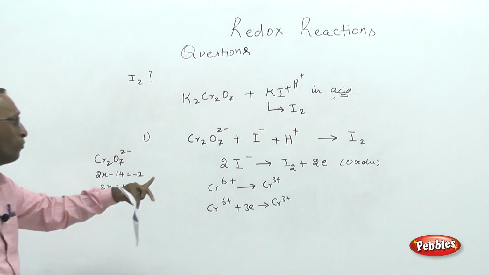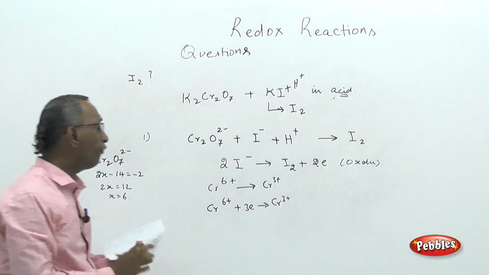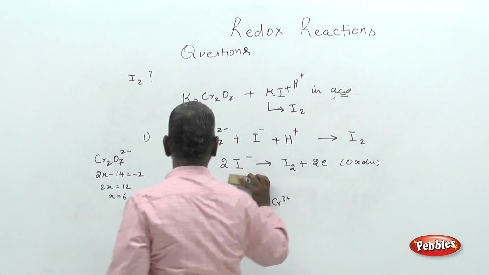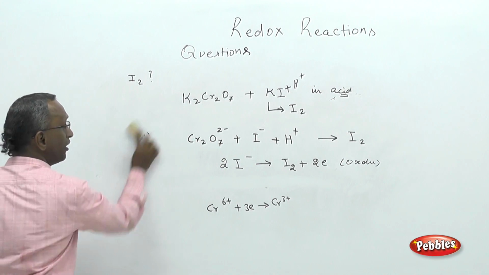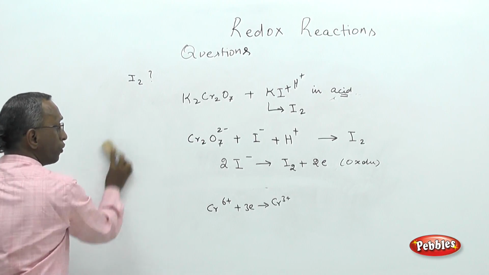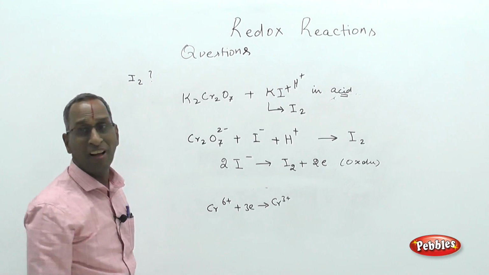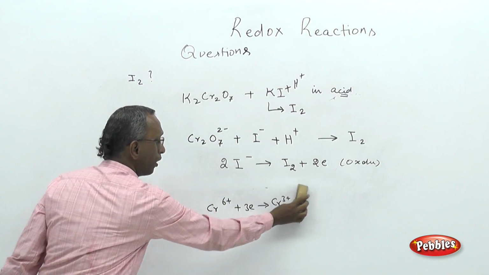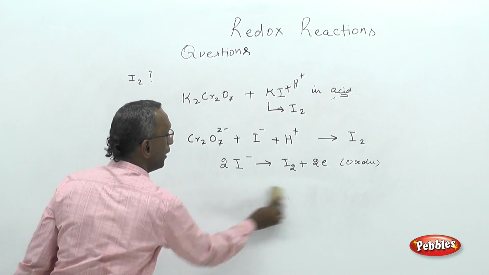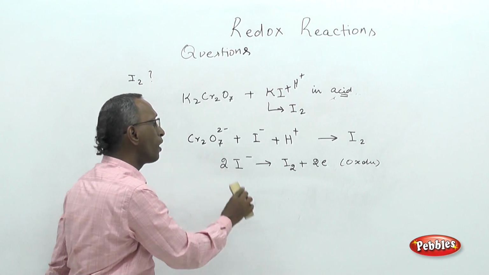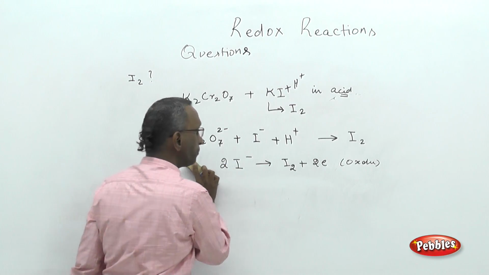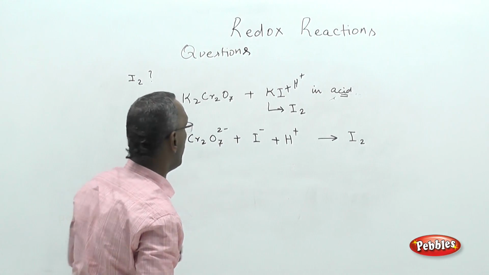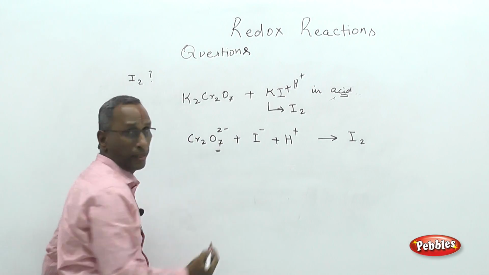So these are the two possible half reactions. One is the oxidation reaction, another one is the reduction reaction. Now we have identified which species is oxidized and which is reduced. Dichromate, or hexavalent chromium, is reduced to trivalent chromium. Iodide is oxidized to iodine. But the next question arises: what happens to oxygen?